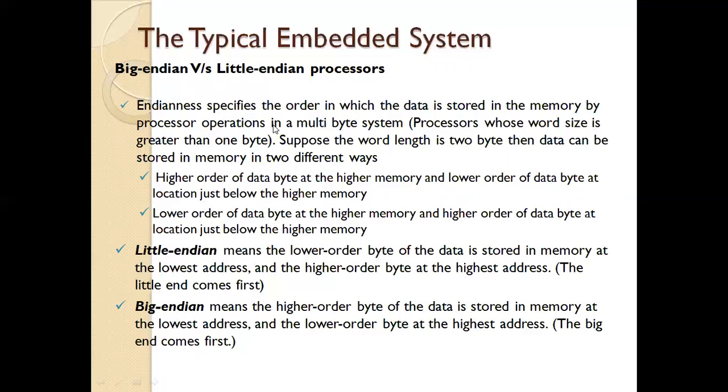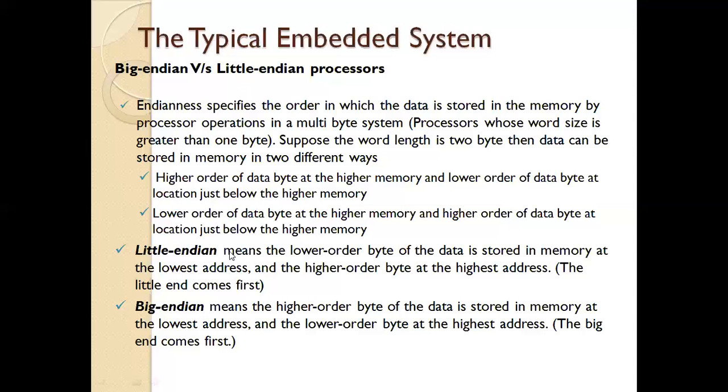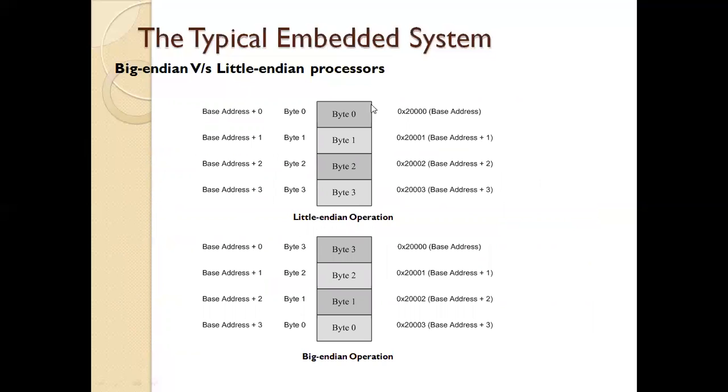So these are big endian and little endian. Endian processors are categorized as little endian and big endian. Little endian means the lower order byte of the data is stored in memory at the lowest address. We can see this in the next slide, the big endian and little endian processors. In the little endian operation, the lower order byte of the data is stored in memory at the lowest address and the higher order byte at the highest address. If you see this diagram of the little endian operation, it is divided into byte 0, byte 1, byte 2, byte 3.